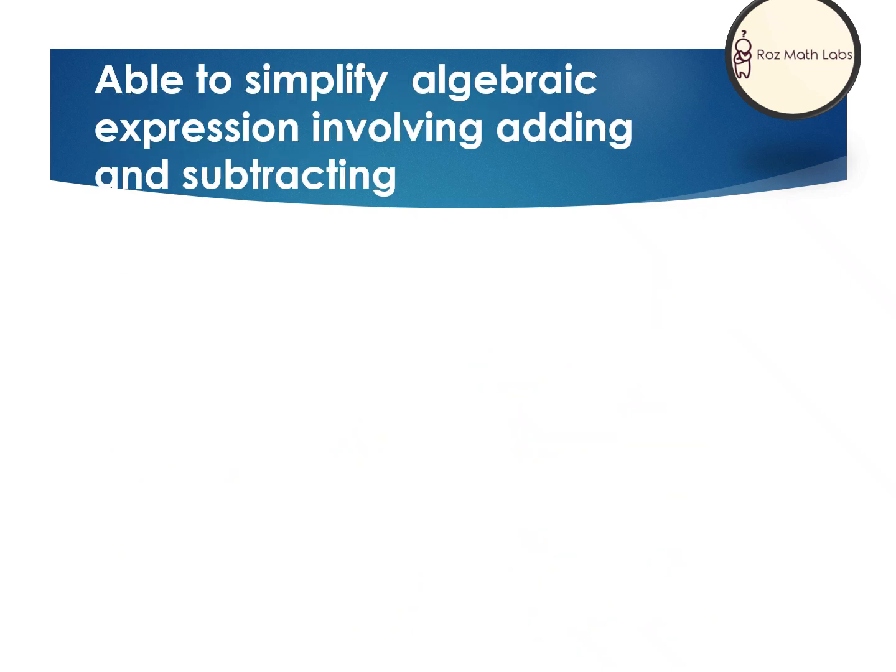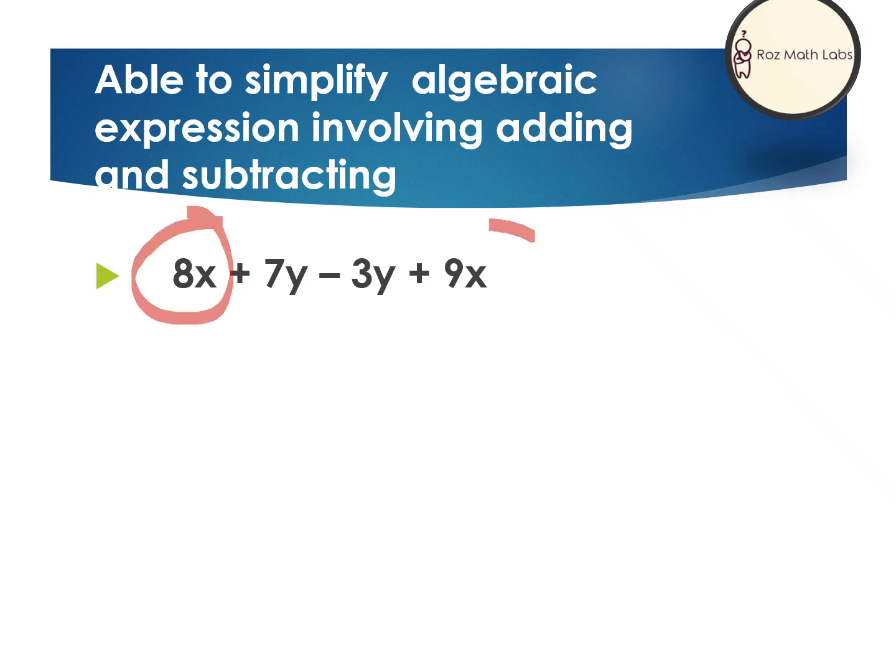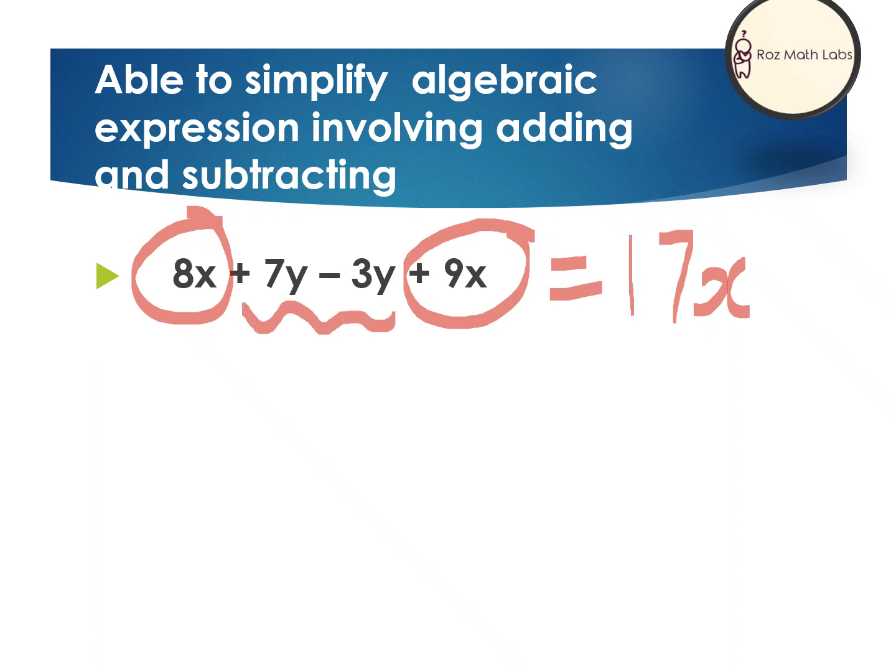So let us simplify an algebraic expression involving adding and subtracting. Let us group the like terms together. 8x plus 9x. Since they both are x's, I can add them or subtract them. So 8 plus 9 gives me 17x. The y's: plus 7y minus 3y. So plus 7 minus 3 gives me plus 4y, which is the simplest form of the expression.